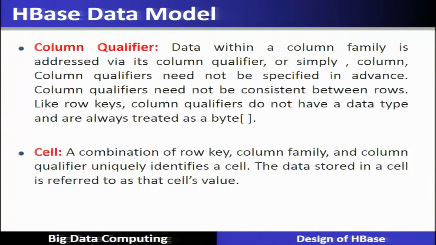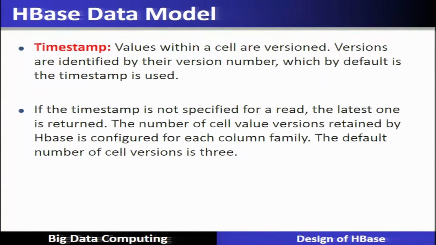Now, column qualifier: the data within the column family is addressed via the column qualifier, or simply the column. The column qualifier need not be specified in advance, and need not be consistent between rows. Like row keys, column qualifiers do not have a data type and are always treated as bytes. A combination of row key, column family and column qualifier uniquely identifies a cell. The data stored in the cell is referred to as the cell value.